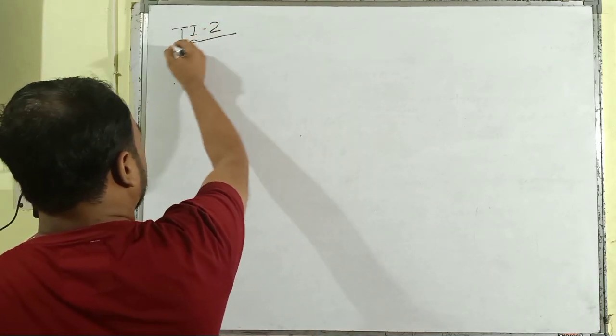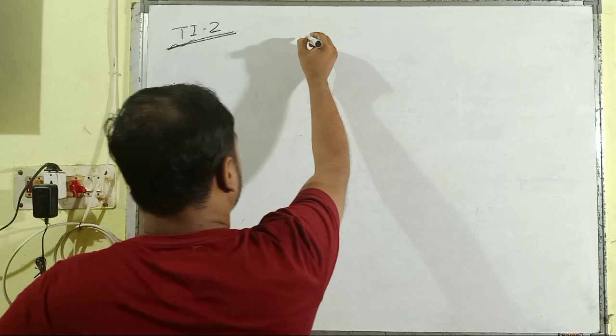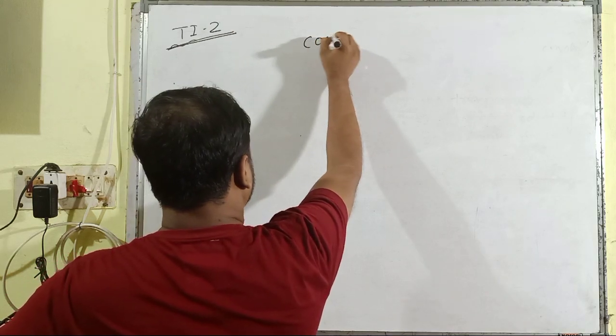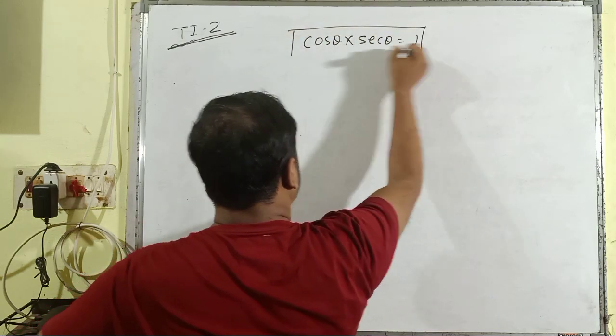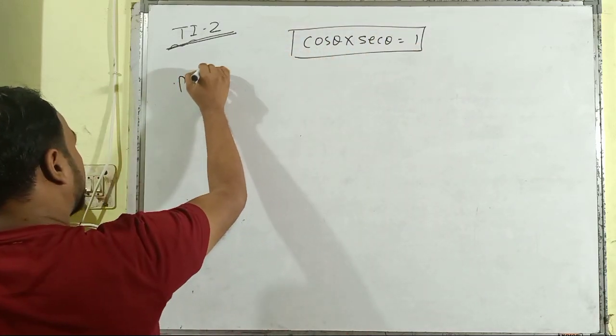It is the trigonometric identity 2: the multiplication of cos theta with sec theta is equal to 1. So first of all we have to prove it.